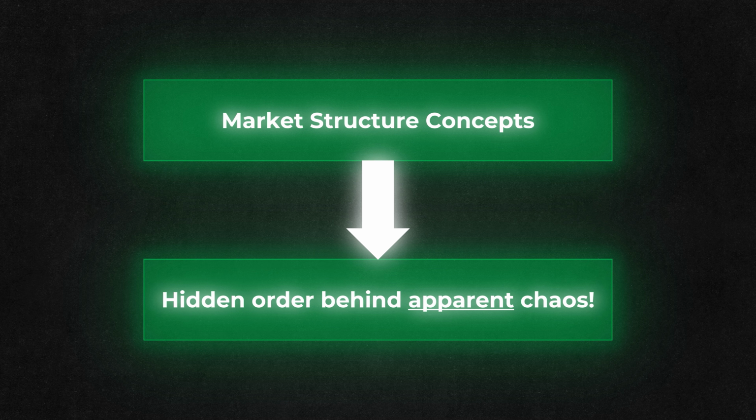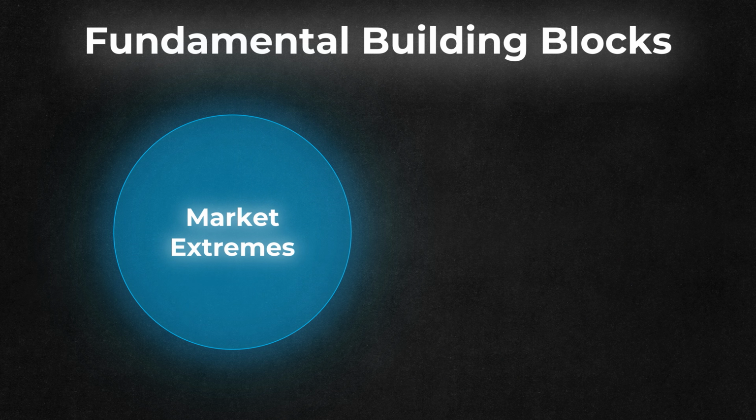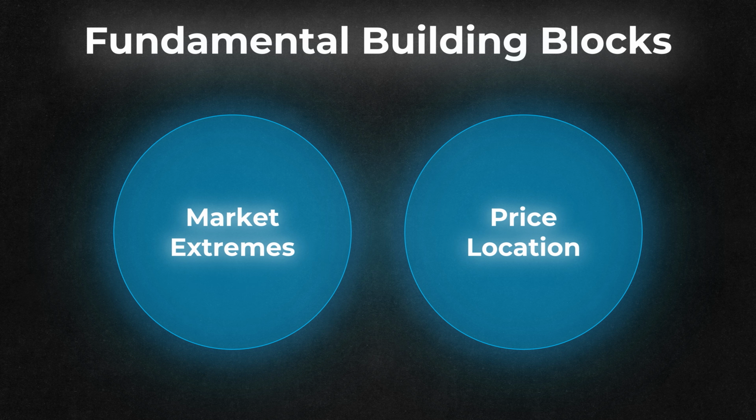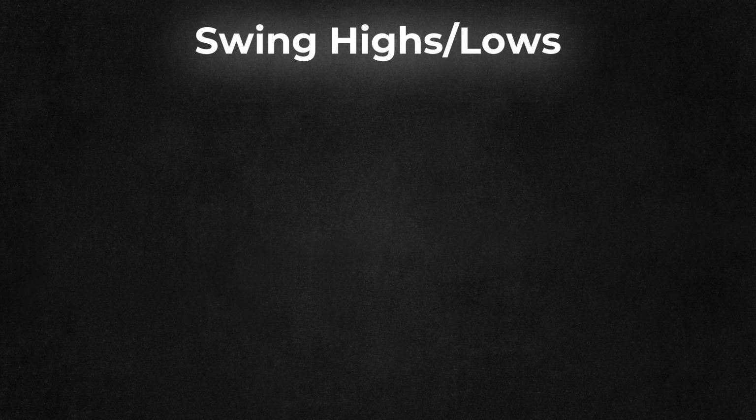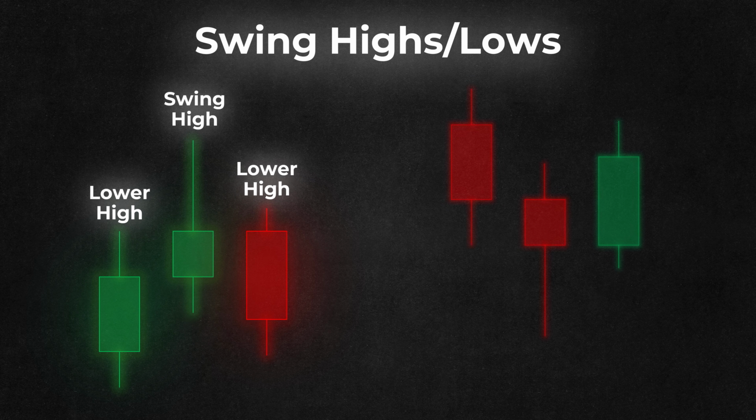There are two main fundamental building blocks of market structure: market extremes, meaning highs and lows, and the location of price action in relation to previous market extremes. Let's first define market extremes more objectively. Highs and lows, also referred to as swing highs and swing lows, can be objectively defined. A swing high occurs when a candle has a lower high to the left and a lower high to the right. A swing low occurs when a candle has a higher low to the left and a higher low to the right.